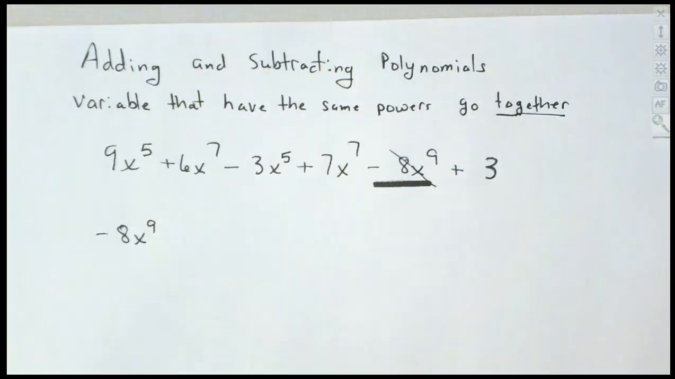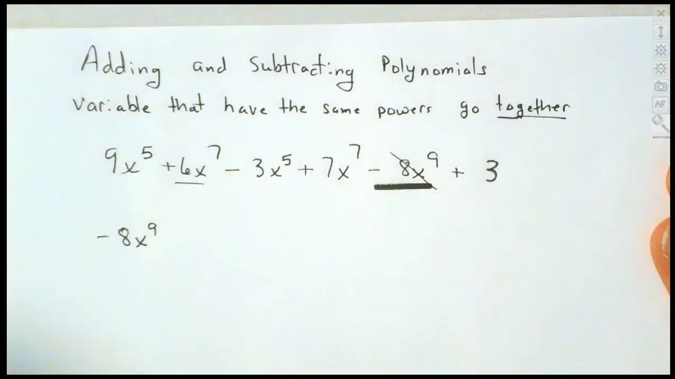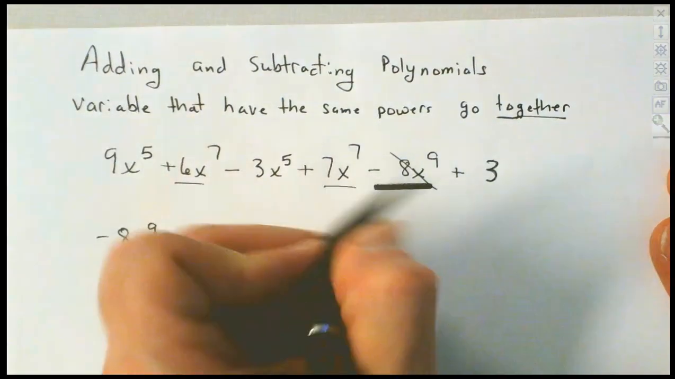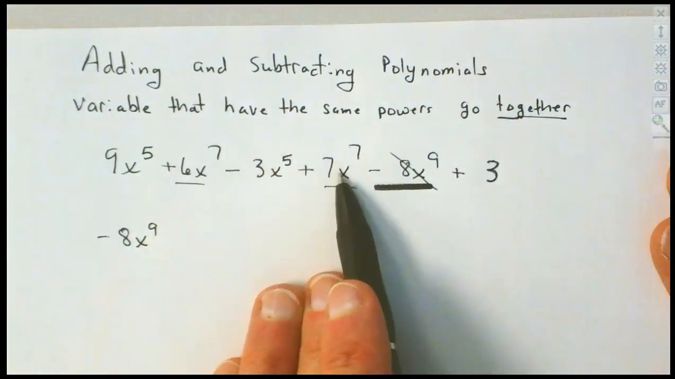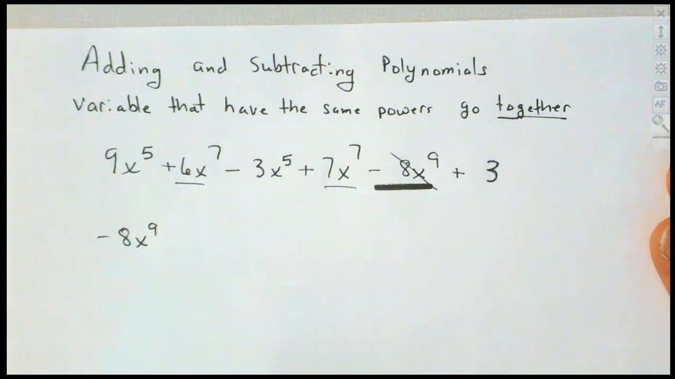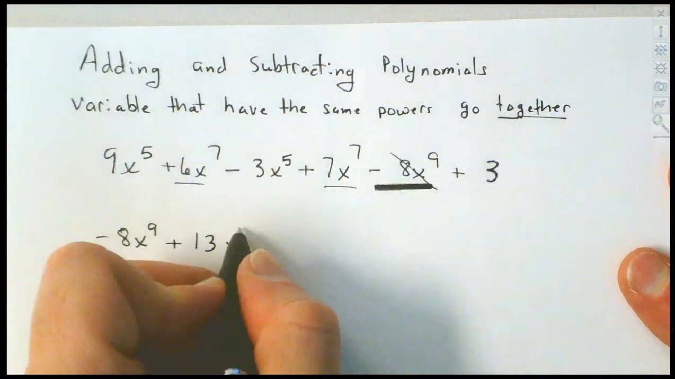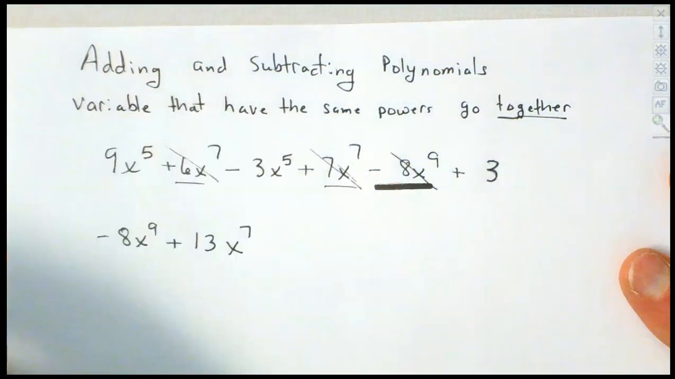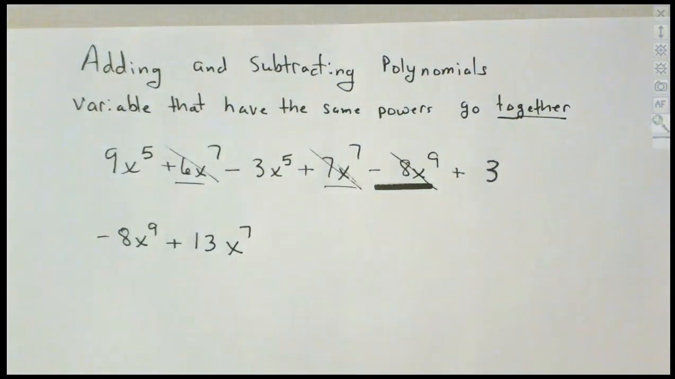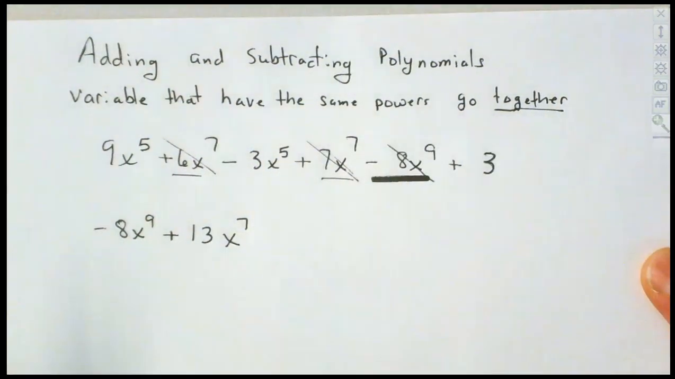And then we move down, and it looks like our next highest power is a 7. So we have a 6x to the 7th and a 7x to the 7th. They have the same powers, so these can go together. And 6 plus 7 makes 13x to the 7th. Gone. And you can cross them off when you're done with them if you need to. I'm trying not to cross them out too much because I want you to see the examples here.